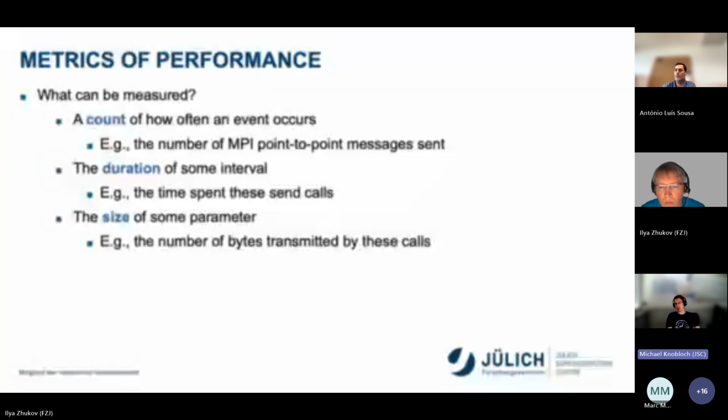So we know for the MPI point-to-point messages how many messages were sent, how long it took, and how many bytes were transferred, which is quite some information. But of course, that's not sufficient. So what we need to do is create derived metrics out of them.